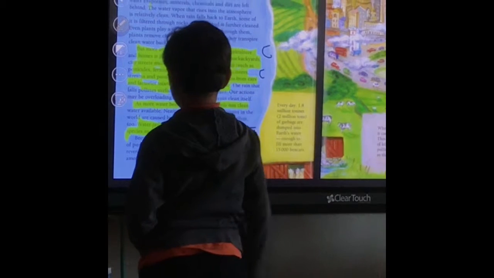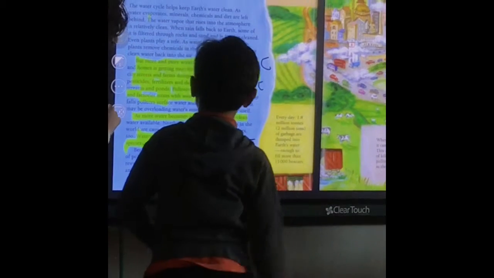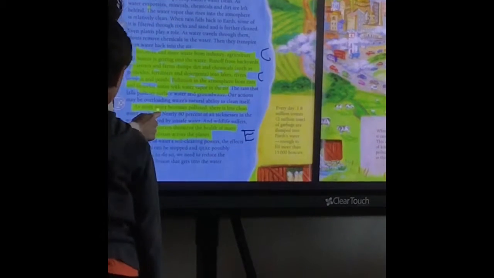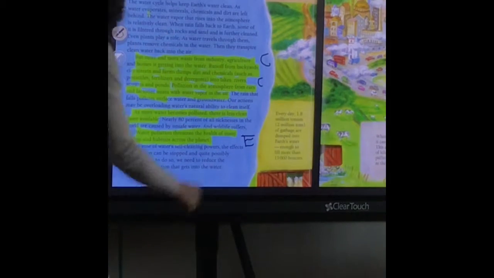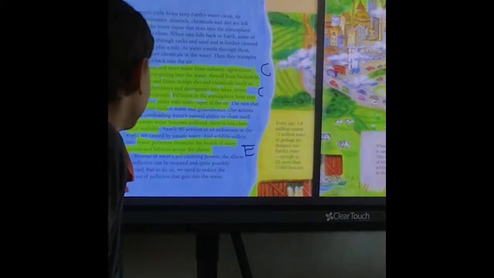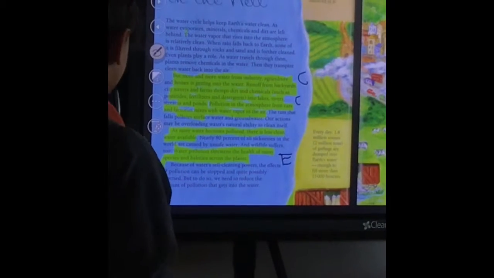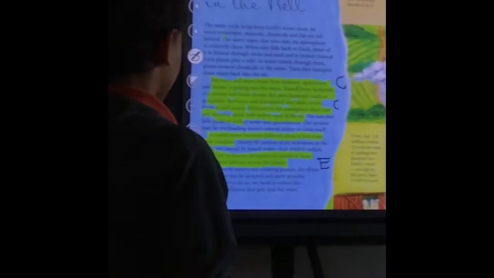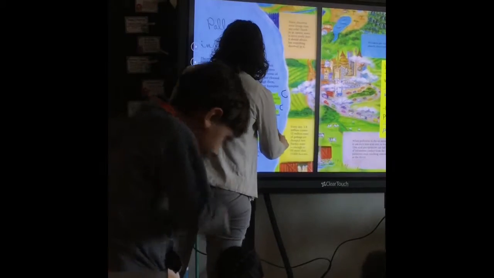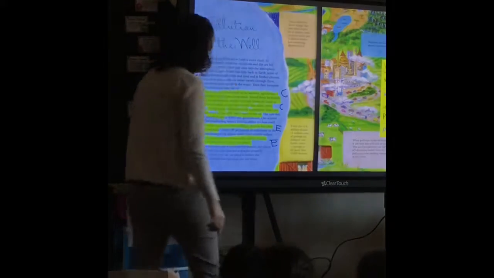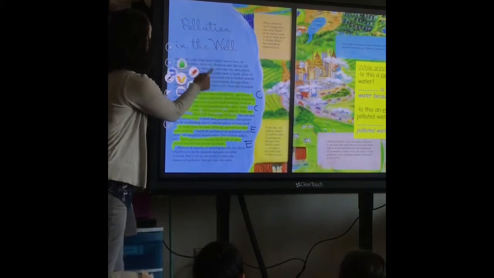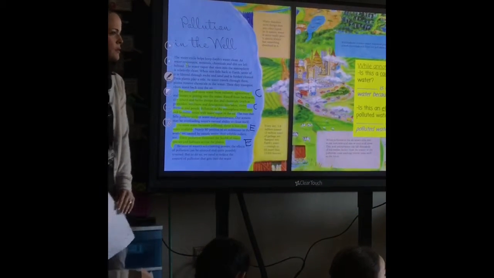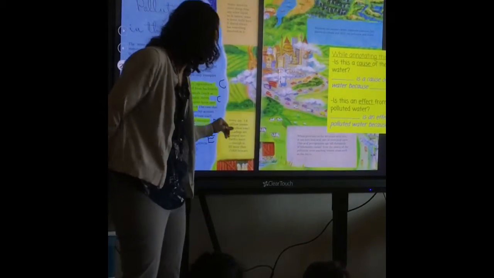So as more water becomes polluted, there is less clean water available. And how would you mark that cross? C or E? Cause or effect? E. It's because our water is polluted, there's less clean water available, so it's an effect. Anybody else have another one? Good. Okay, so let's go to the bottom one.